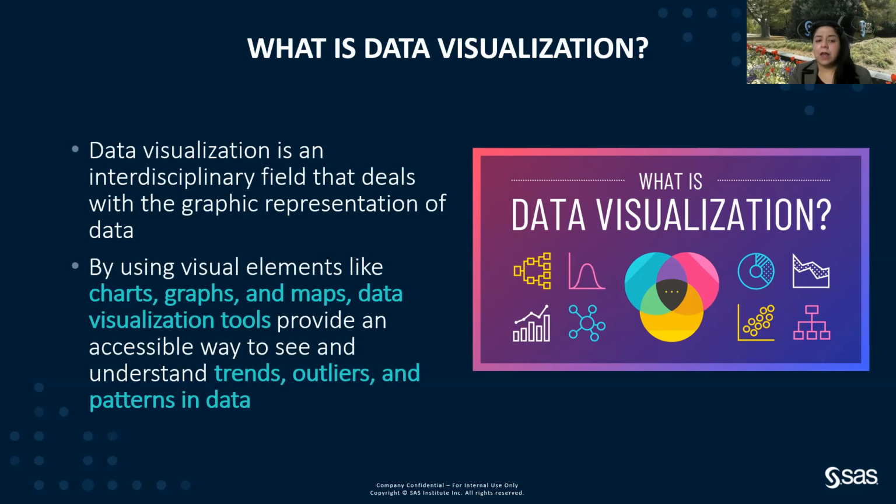So things like charts, graphs, maps are all tools for data visualization. And you're looking to understand the trends, you're looking to understand outliers, and you're looking to understand the pattern in the data. Those three things are really important. Outliers are data points that don't fit in the normal distribution. Generally, data is distributed normally, and the outliers are exceptions, basically. That's what an outlier is.